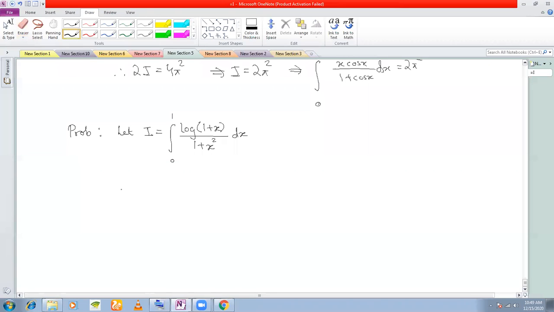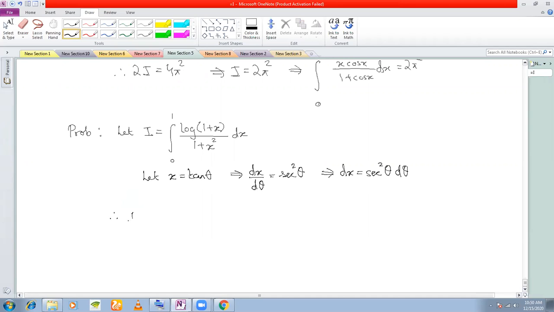See that you have a 1 plus x square below. Okay, and you know that sec square theta is equal to 1 plus tan square theta. I say let x is equal to tan theta. That means dx by d theta is sec square theta. That means dx is sec square theta d theta.